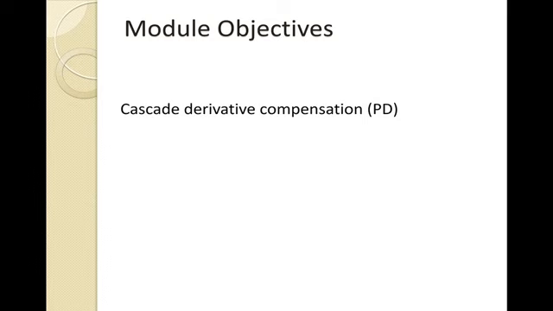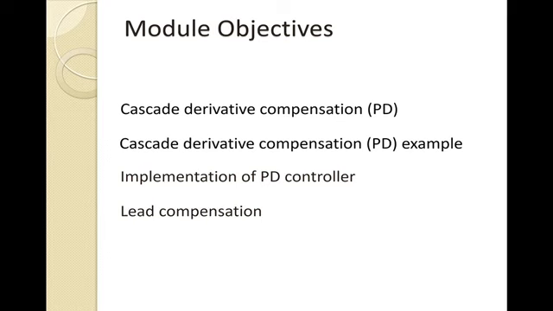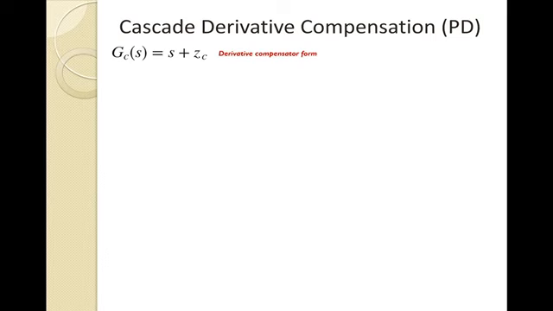The objectives of this module are to look at cascade derivative compensation, also referred to as PD or proportional derivative control. Then look at an example of the cascade derivative compensation. Then we'll look at an implementation of the proportional derivative controller. Then we'll switch into lead compensation, and finally we'll work a lead compensation example.